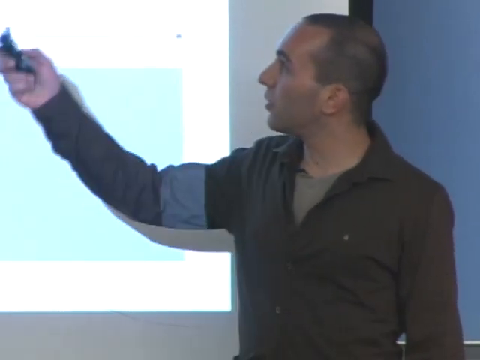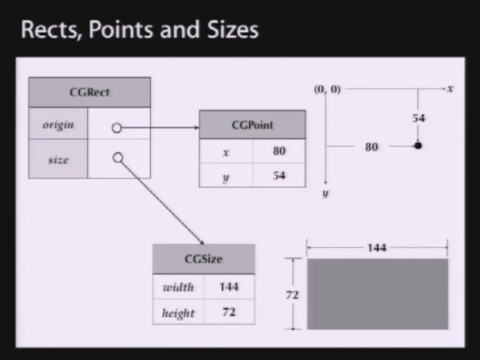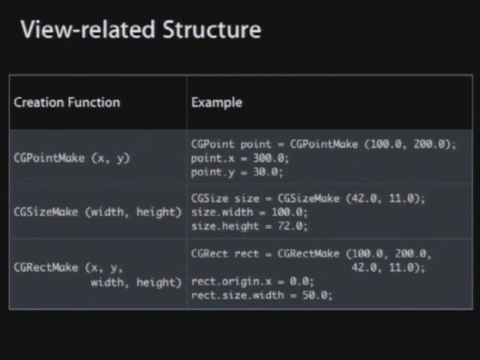So how do rects and sizes relate to each other? Well, here it is. A CGRect has a CGPoint, and the point in this example has an x of 80 and a y of 54. So as you see here, the x offset is 80, the y is down by 54. And the size relates to the rectangle, so 144 by 72. This points to the next interesting topic: how do you actually make a CGPoint? How do you make a CGSize? There's this convention where we say CGPointMake, CGSizeMake, so it's the structure followed by the verb, in this case make.